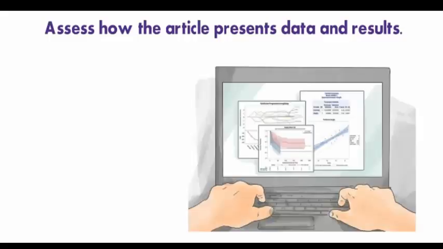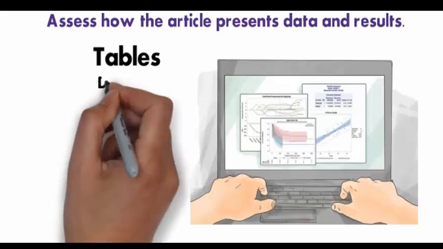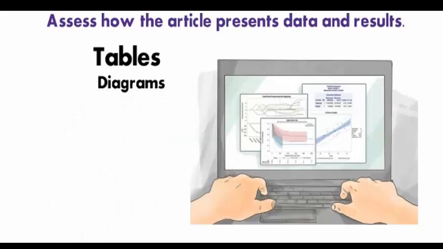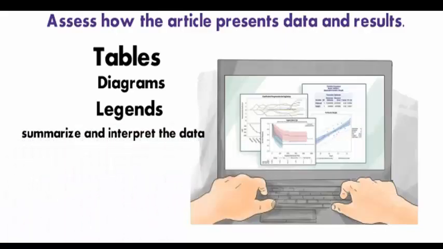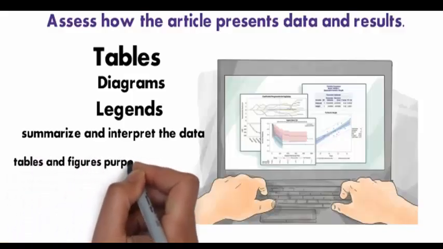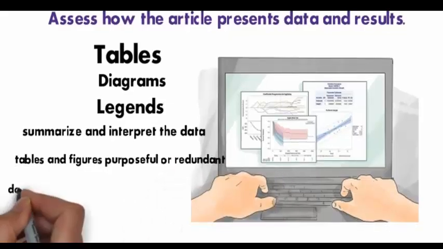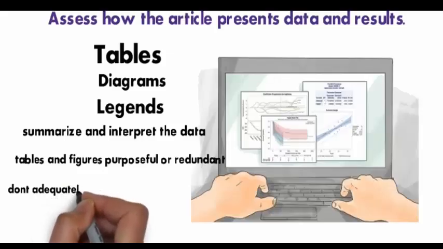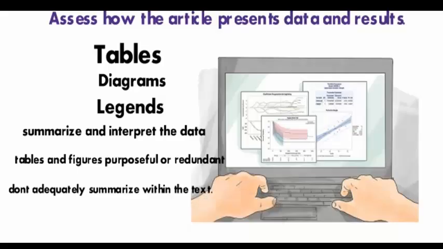Assess how the article presents data and results. Decide whether tables, diagrams, legends, and other visual aids effectively organize information. Do the results and discussion sections clearly summarize and interpret the data? Are tables and figures purposeful or redundant? For example, you might find that tables list too much undigested data that the authors don't adequately summarize within the text.